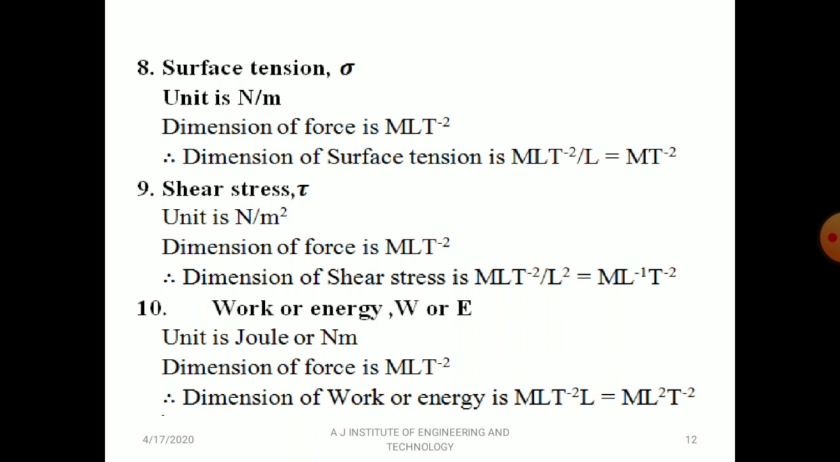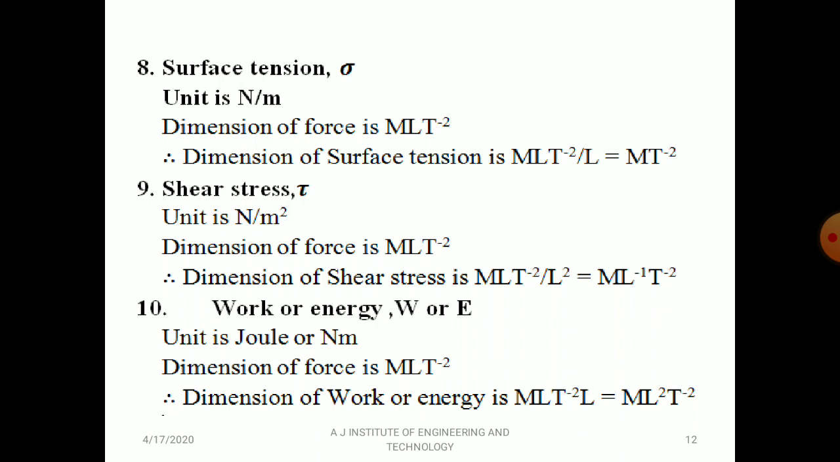So the unit of work is joule or Newton meter, because work is given by force into displacement. The unit of force is Newton and the unit of displacement is meter. So Newton meter or joule. The dimension of force is M into L into T to the power minus 2. In order to get the dimension for work, we can write it as Newton meter.